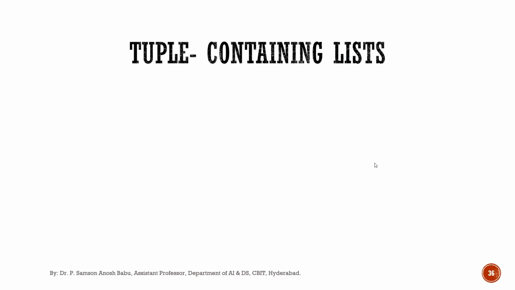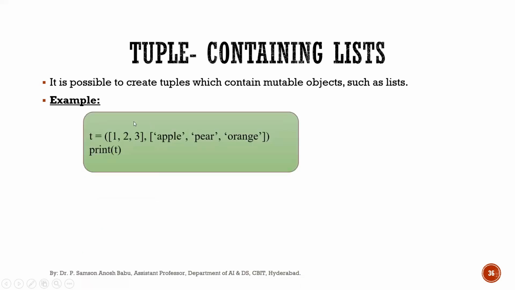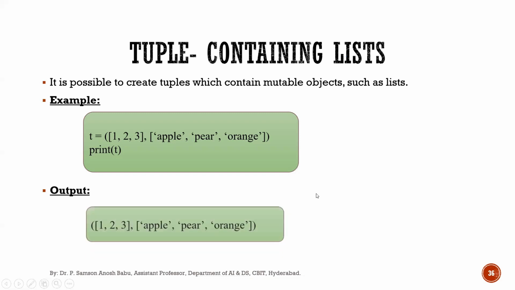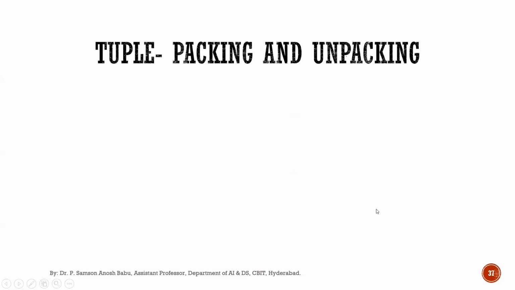Tuple containing list. It is possible to create tuples which contain mutable objects such as list. For example, if you observe, t is a tuple, it could contain lists as elements. The first element contains a list 1, 2, 3, and another element in the tuple contains another list, that is apple, pear, and orange. You can print that tuple and it will give that tuple and the lists inside.